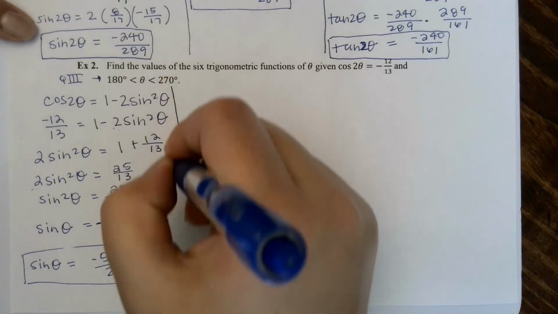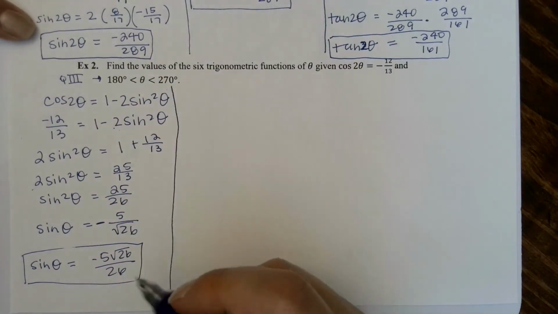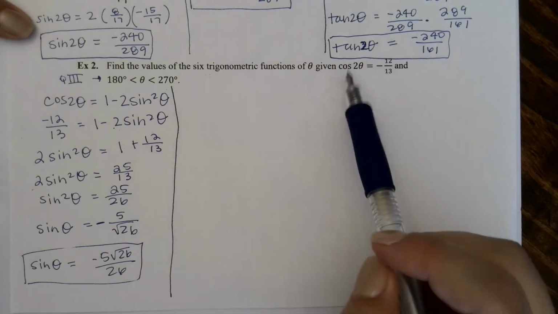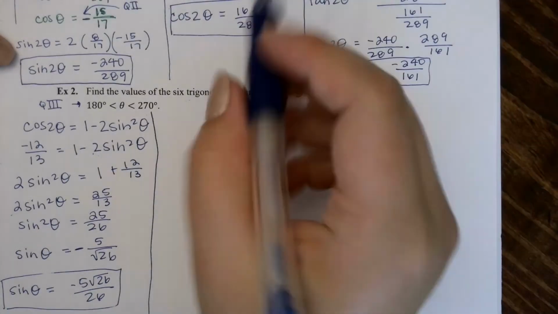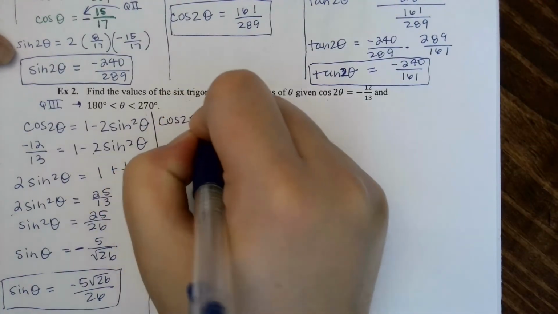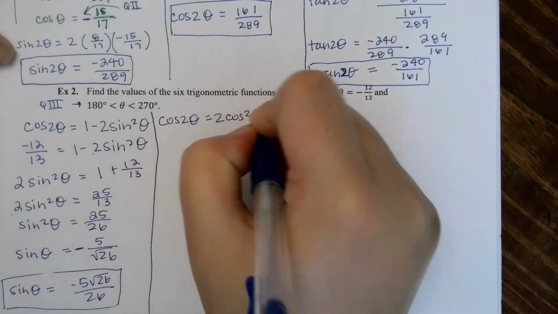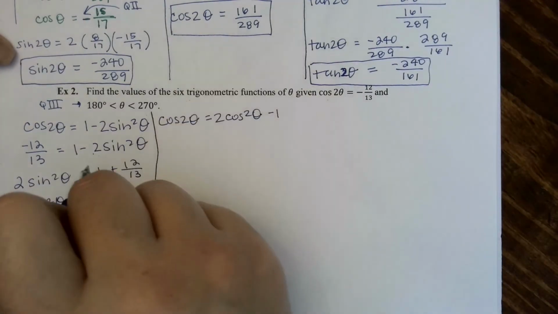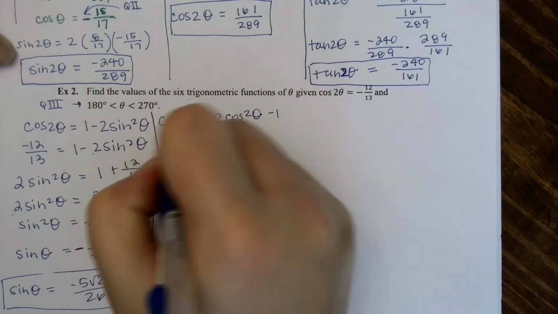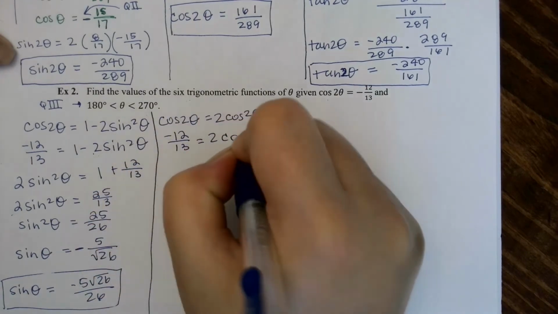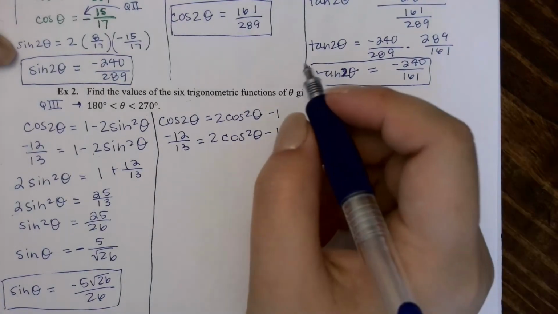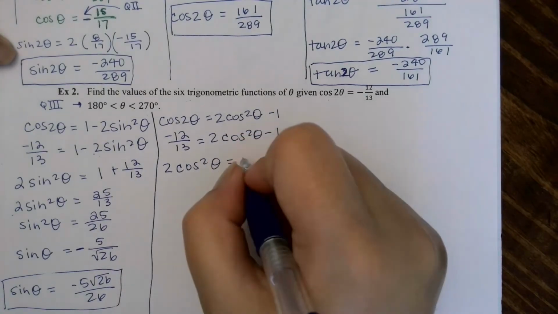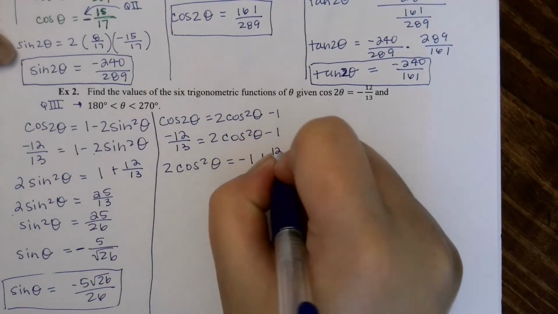Alright, so that was sine theta. Now we want to find cosine theta. Because we're trying to find all 6 functions. We have cosine 2 theta, so we need to find cosine theta. So we're going to use cosine 2 theta equals 2 cosine squared theta minus 1. Okay, so very similar to what we did over here. We're just solving for cosine now instead of sine. So negative 12 over 13 equals 2 cosine squared theta minus 1.